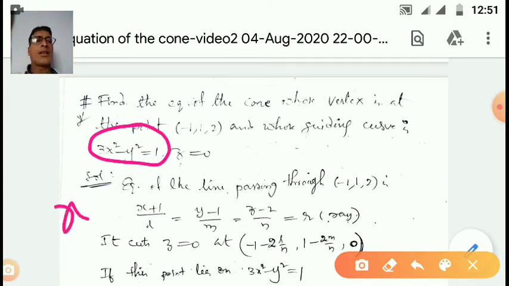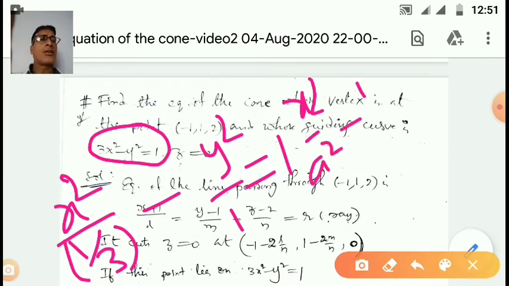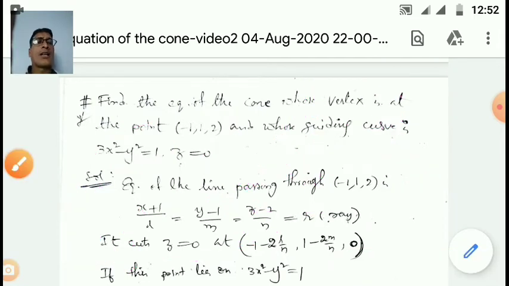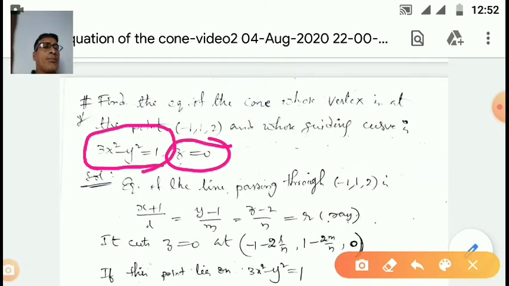This equation can be written as x square by (1 by 3) minus y square by 1 is equal to 1. This is in the form x square by a square minus y square by b square is equal to 1. Here a square is equal to 1 by 3 and b square is equal to 1. Therefore, this is the equation of a hyperbola. The guiding curve or base curve given in this problem is a hyperbola in the xy plane, because it is given that z is equal to 0.